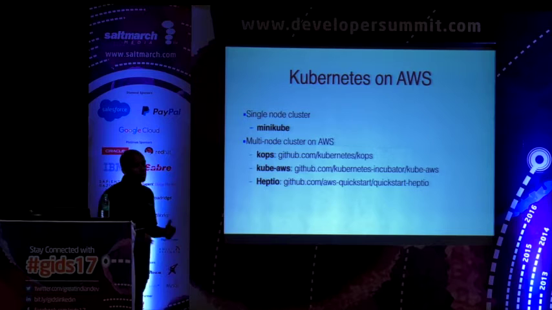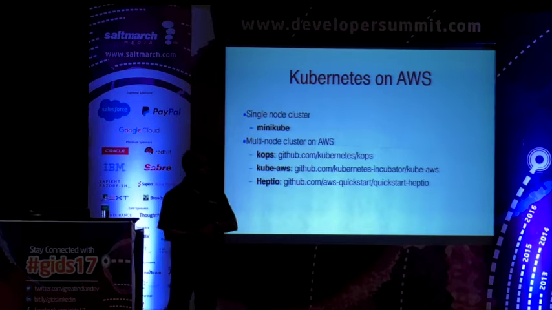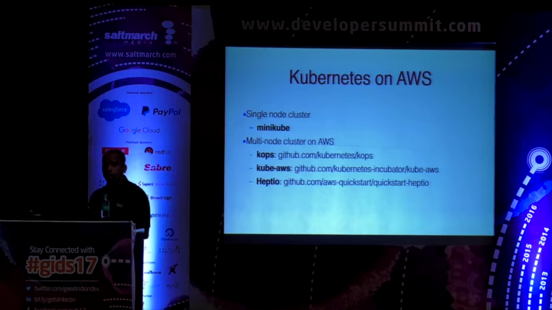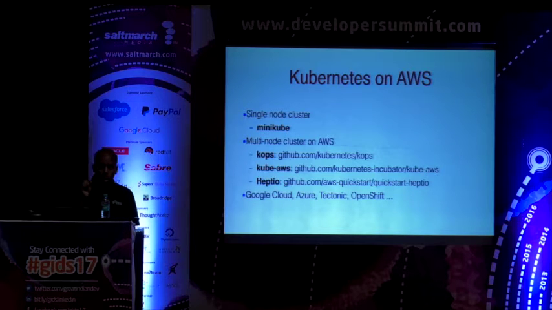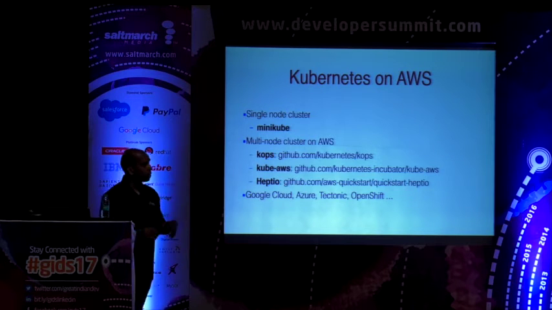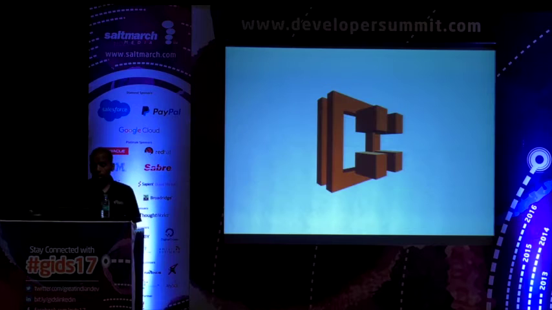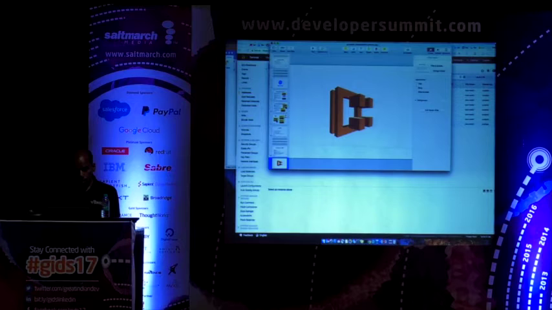And then there is a Heptio offering. These are the guys who were the original founders of Kubernetes. They left Google and they started their own company, and they have created a quick start template or a CloudFormation template on AWS on how you can easily fire it up. Not on AWS only, but there are other cloud offerings as well. So before we jump in there, let's take a look at it. How do we get started on this?